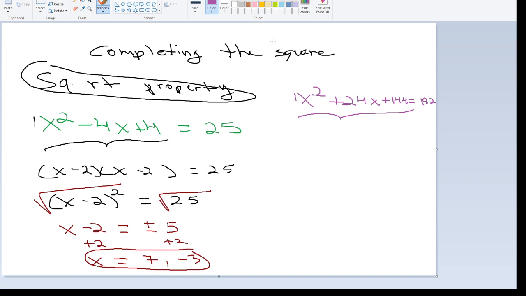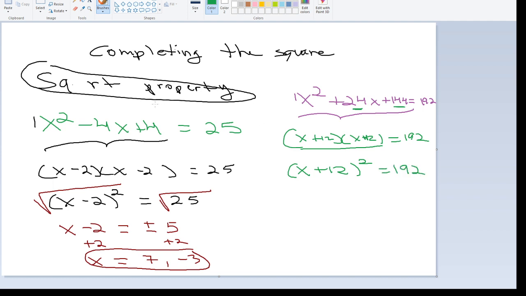Notice this is a 1 here, so we can go straight into the factors. So we know this is going to be x times x. Next, we consider two numbers that will give us a product of 144 and a sum of 24. And the answer is 12 and 12. So once again, to write this, x plus 12, we can write this as an exponent of 2, since there are 2 of them, equals 192.